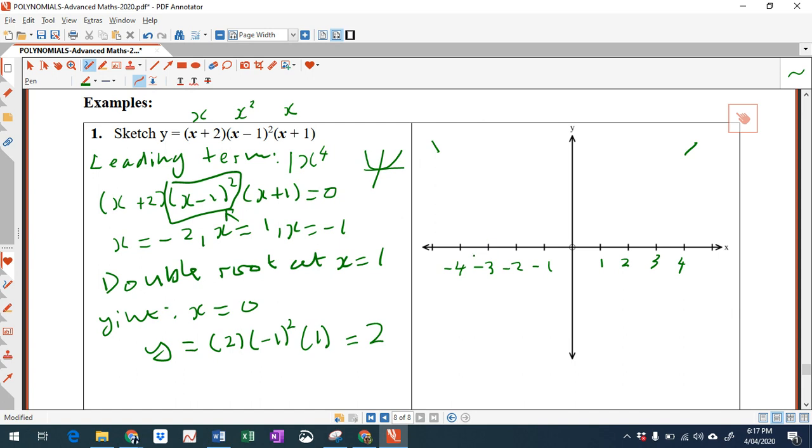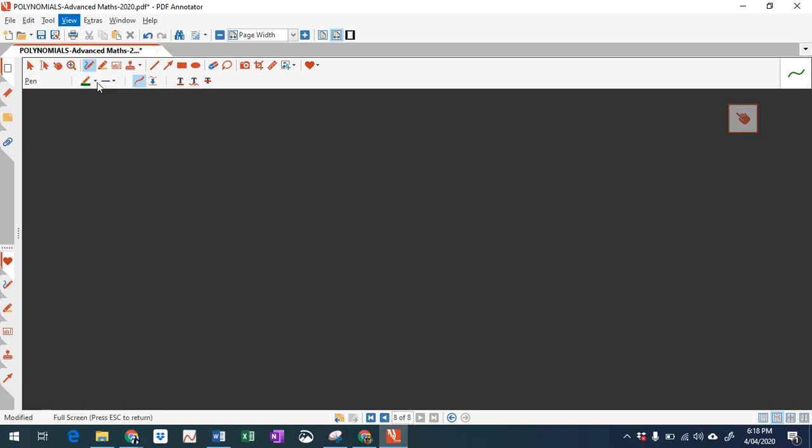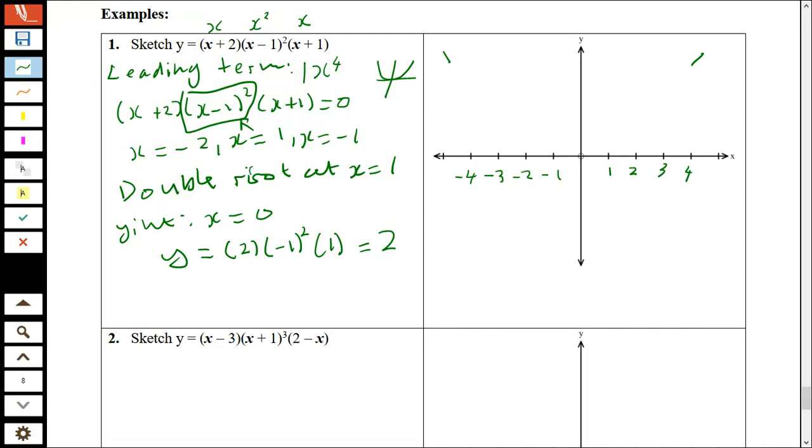Okay, and let's put our intercepts in. Let's just go back to full screen mode. All right, so what do we got? We've got negative 2. We have 1. And we have negative 1. Okay, now don't forget though that at x equals 1 here, right, you have your double root. So maybe put a little arrow there just to remind yourself.